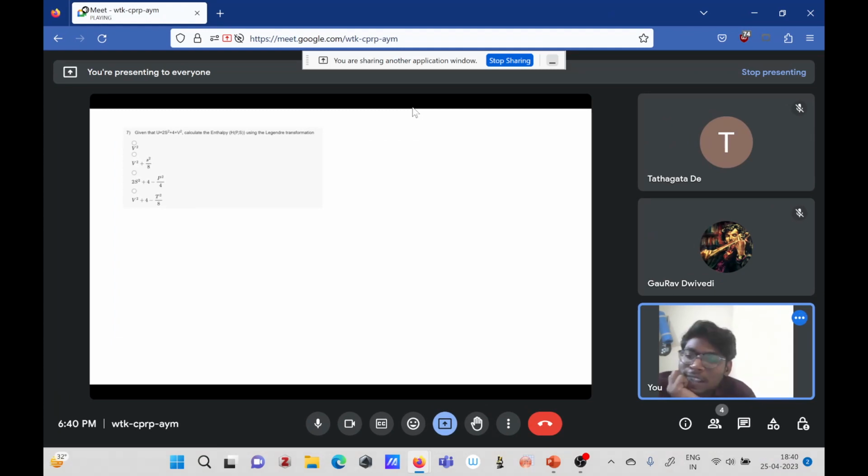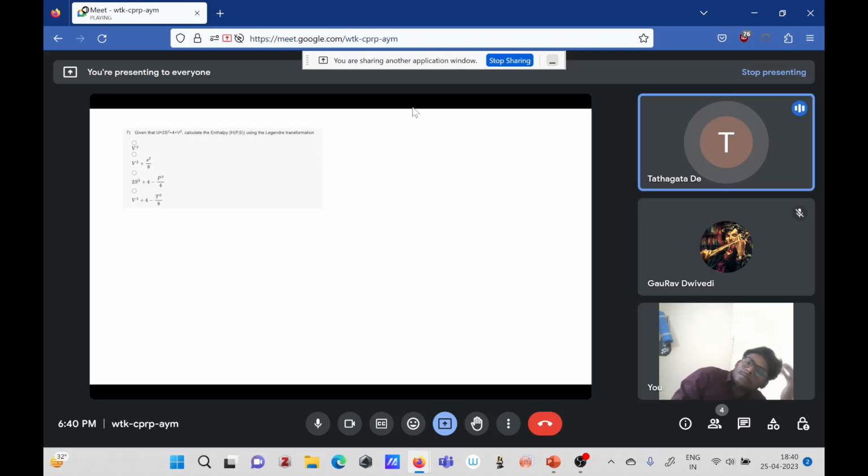So the first question says, given that the internal energy U is equal to 2S square plus 4 plus V square, where S and V are the thermodynamic variables, entropy and volume. Calculate the enthalpy H as a function of P and S using the Legendre transformation. So tell me, what is the answer? Here V changes to P and S remains S.